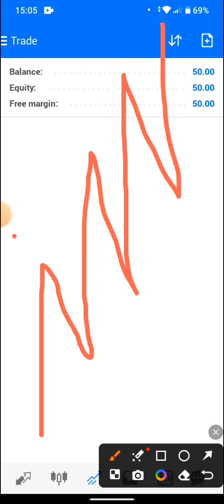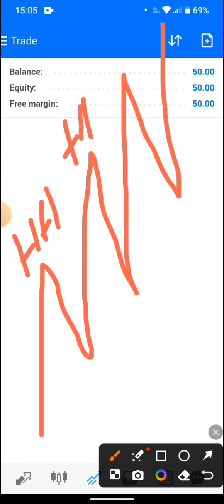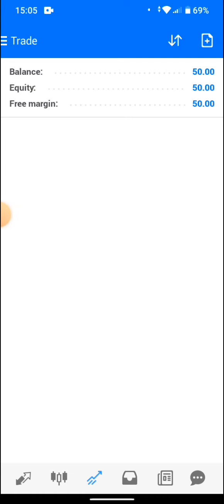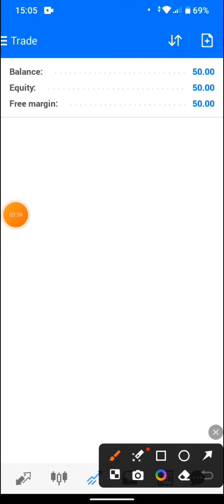At the top here is your higher high. This was your higher high, and the bottom is your higher low. What does this basically mean? I'll explain in a simple way so we all can understand.